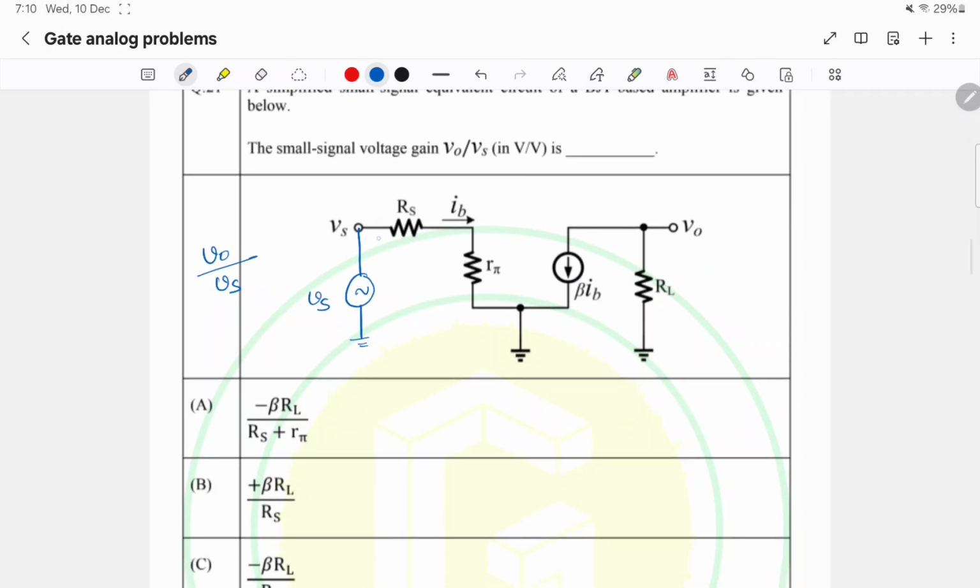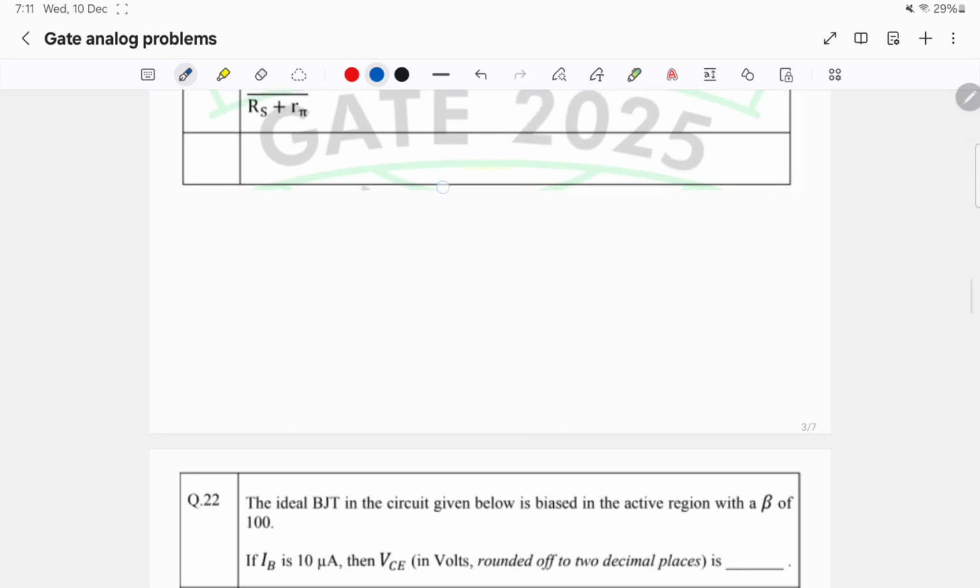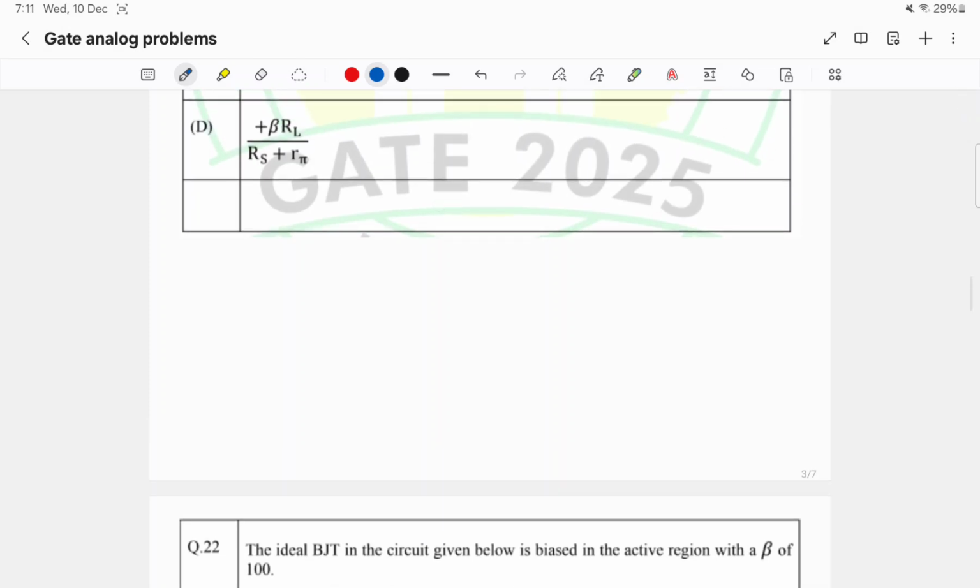The current flowing from this small signal source is IB. IB is the potential difference between these two nodes divided by the resistance between these two nodes. IB is Vs minus 0 by Rs plus R pi. We have to know a small thing.